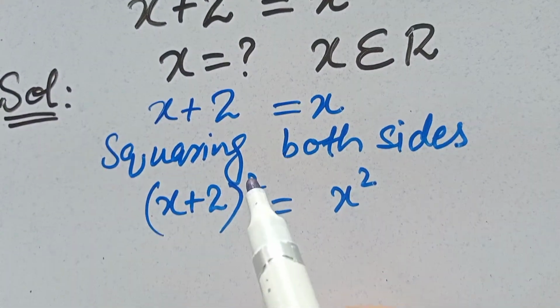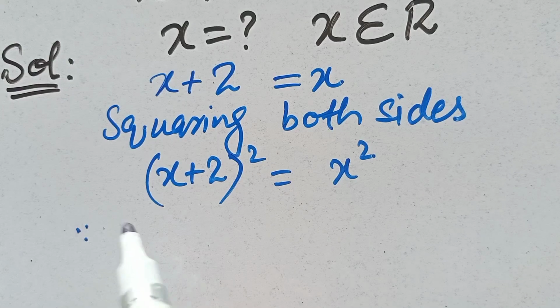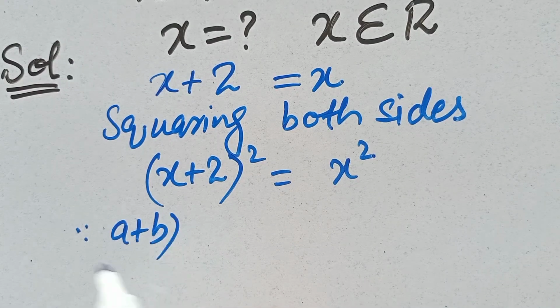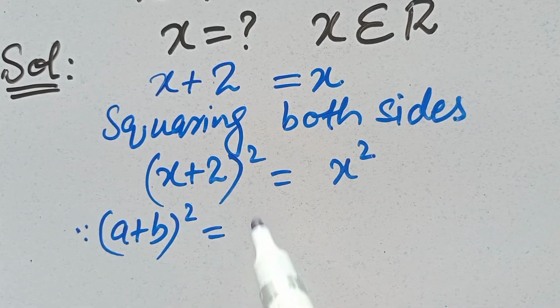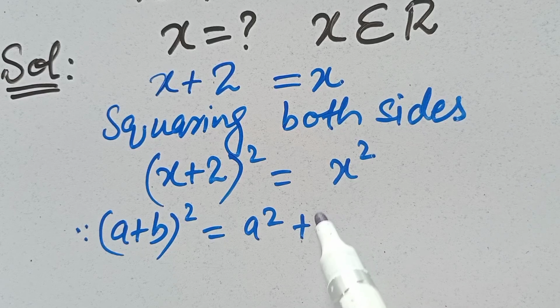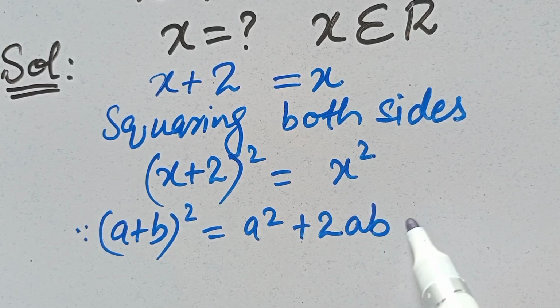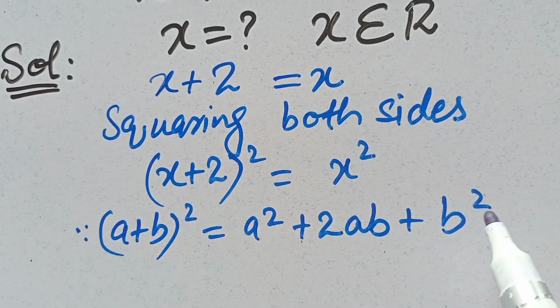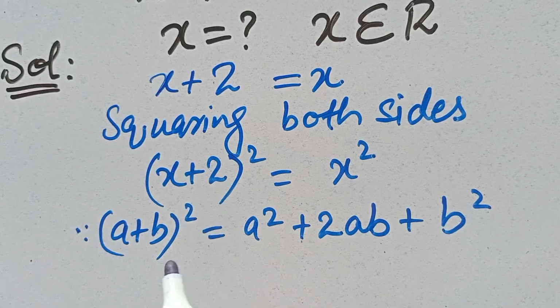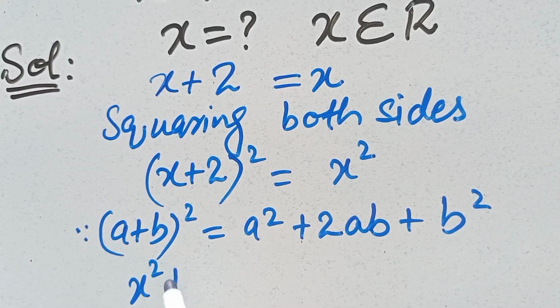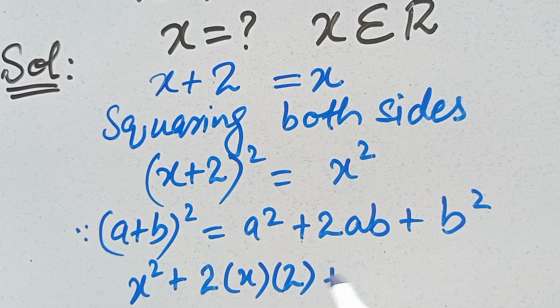Now expanding the left hand side according to the algebraic formula, we have (a plus b) whole square equals a square plus 2ab plus b square. Here for a we have x and for b we have 2. Now expanding accordingly, we write x square plus 2ab, that is 2 into x into 2, plus 2 square, equals the right hand side, that is x square.